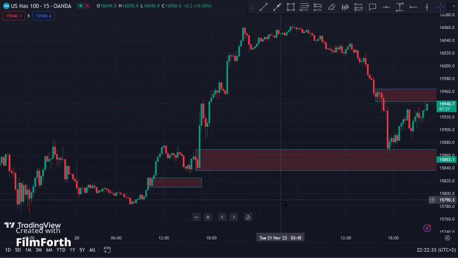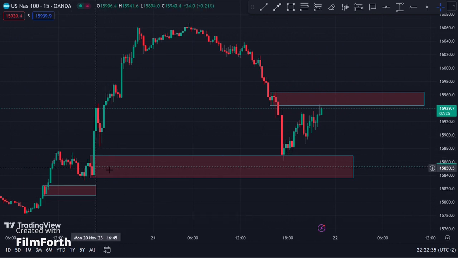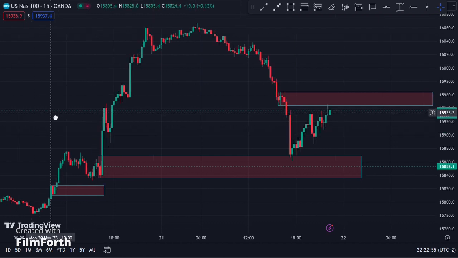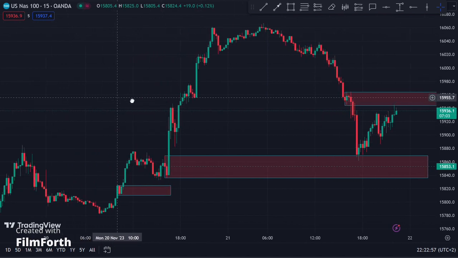But in this situation over here, we turned within the fair value gap, and also keep in mind, literally close to the body of the order block. We went into the order block, in other words. That's what I'm trying to say. We reacted off the order block. So let's look for more examples.